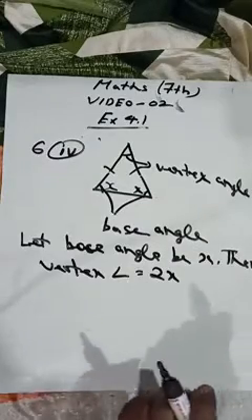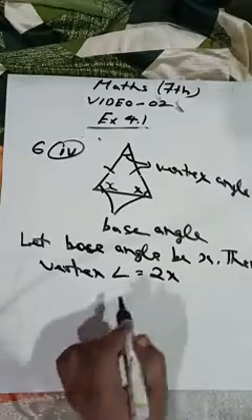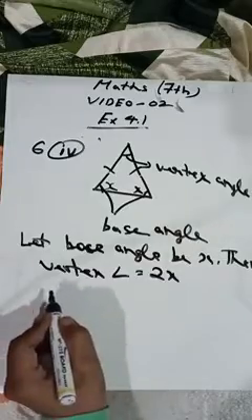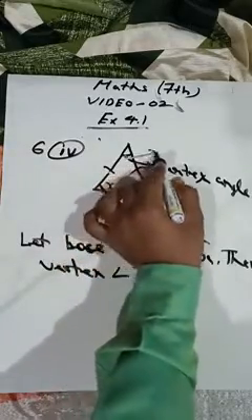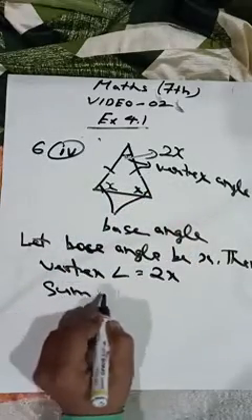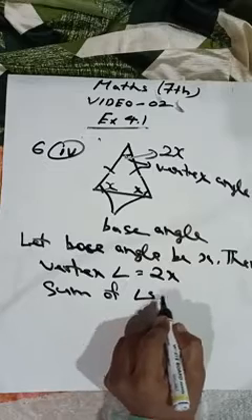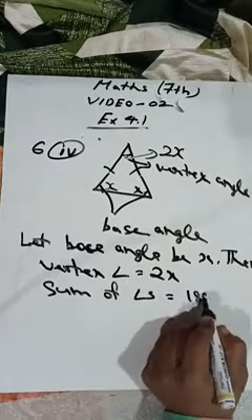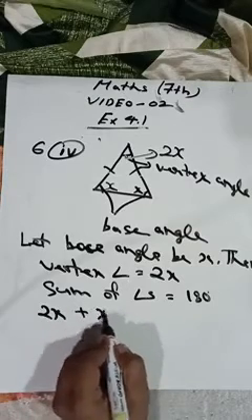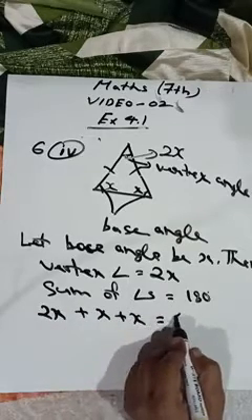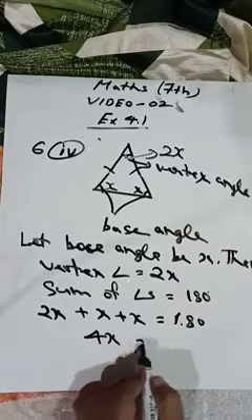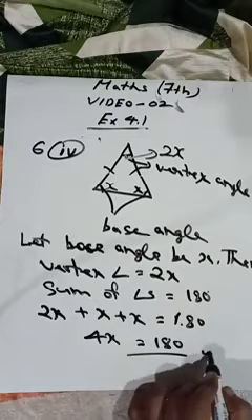So we know that when you add all these angles, the sum is 180 degrees. This is 2x and these are x. So the sum of angles in a triangle is 180 degrees. One angle is 2x, another is x, and the other is also x. This is 180 degrees, or we can write 4x is equal to 180 degrees. This is your answer.